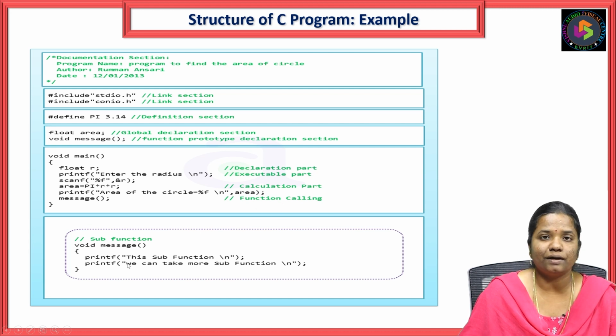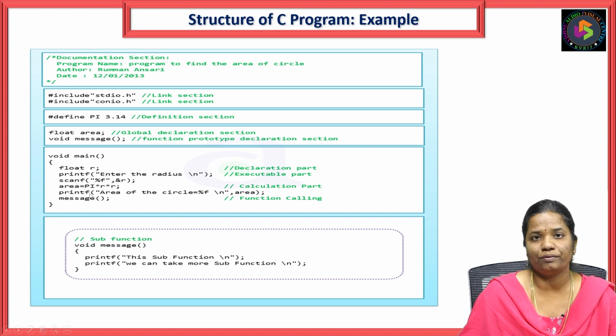So when I come to the sub function, here as a user I am willing to print just a message on the screen. My sub function name is message function. The return type I am specifying is void, which means this function does not return any value, and inside this function I am specifying two statements. We can also take more sub functions. These two statements I am willing to print from the sub function on the screen. You can also specify that function name inside your main function section. So this is the best example of the structure of a C program.